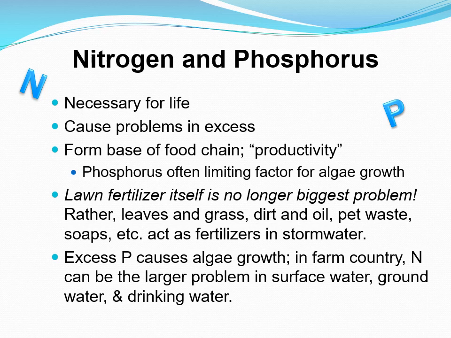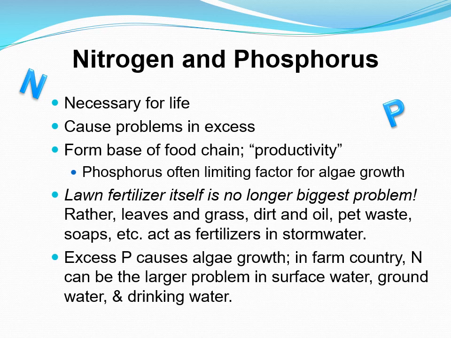Let's talk about nitrogen and phosphorus. Now, these are two things that are necessary for life. They are incorporated in all the cell processes out there, and they are not necessarily bad chemicals. However, when there is too much of them in the system, either in our area when there's too much phosphorus because leaves and grass clippings and other things wash into the stormwater, or perhaps in an agricultural setting where you have farm fields that are being fertilized with a lot of nitrogen, then that nitrogen can cause problems as well.